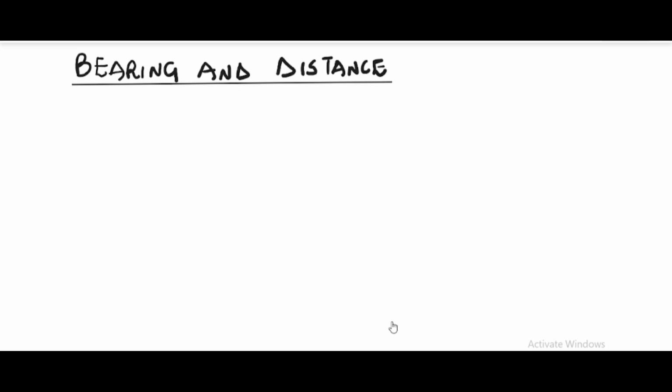If I tell you to walk 5 kilometers from your house, do you know exactly where to go? If I say just walk 5 kilometers from your school, from your house, from your church, do you know exactly where to go? Of course, you don't. You also need to know the direction. Should you walk 5 kilometers to the east, to the west, to the north, or to the south? That is where bearing and distance come in. So today we're going to be looking at bearing and distance.